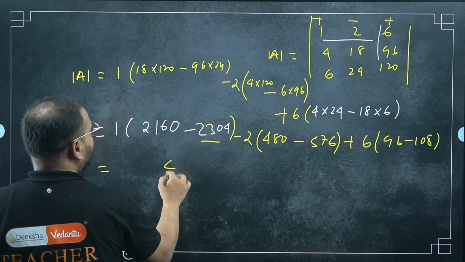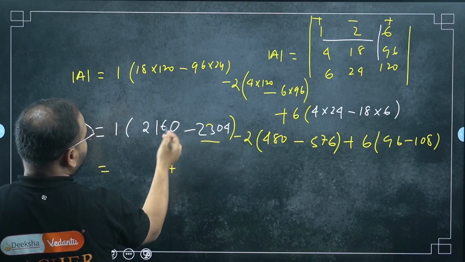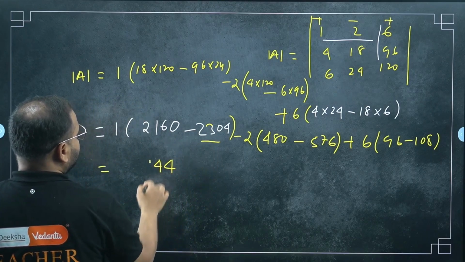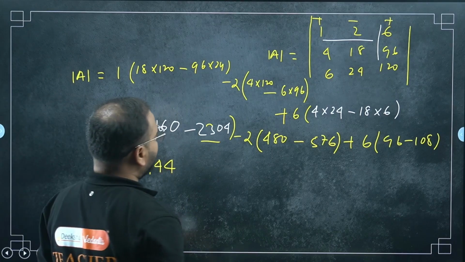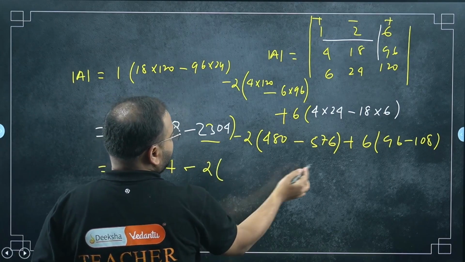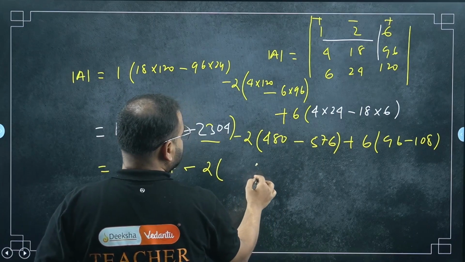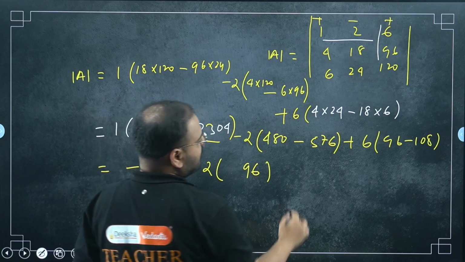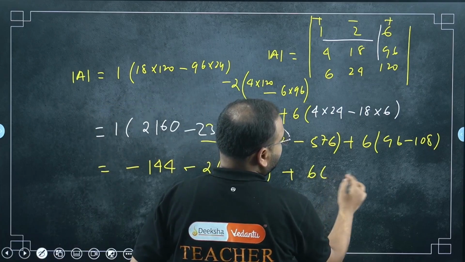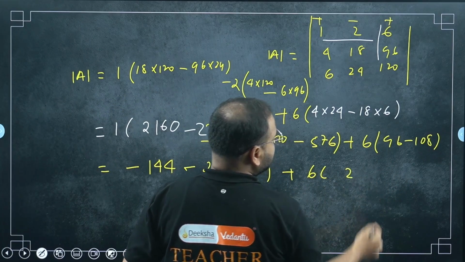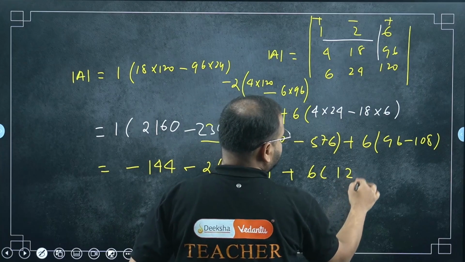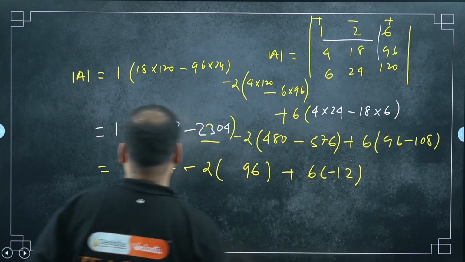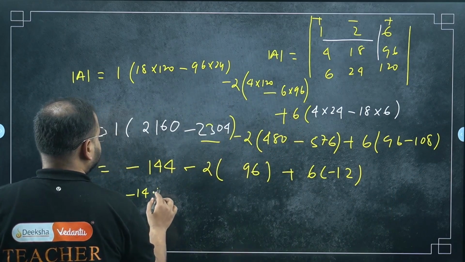So 4 minus 0 is 4. This is going to be 10 minus 6 is again 4. And this is going to be 2 minus 1 is 1. So this is minus 144. Okay, sir. What about this, minus 2 times of 6 minus 0 will be 6. 7 minus 8 will be 9. And this 90 is simply 96. This will be plus 6 times of minus what? 8 minus 6 is 2. And this is 12. Minus 12, correct? 108 is bigger. So 8 minus 6 is 2. 10 minus 9 is 1. Simplify this, please. So minus 144.